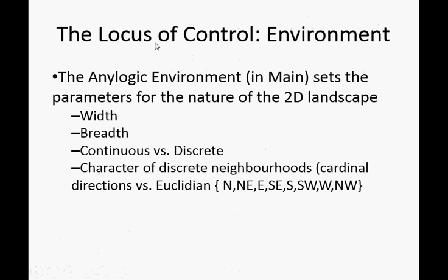If we deal with that, it'll be in a separate lecture. So in AnyLogic, in main, there's an area called the environment, and it sets the parameters for the 2D landscape: whether it's continuous or discrete, what its width and breadth is, and if it's discrete, how many rows and columns it has. And then, if it's discrete, the nature of the neighborhoods: whether it's the 4 cardinal directions, north, south, east, or west, or whether it's all 8 directions, including northeast, southeast, northwest, southwest.